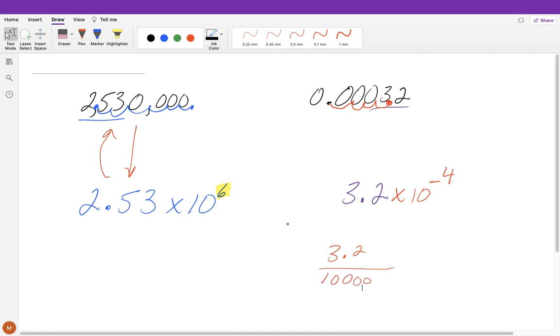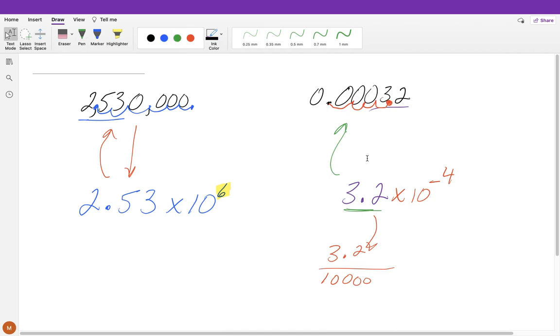So this should maybe make a little bit more sense as to what this number is actually representing now that you can understand we're dividing by this. So it is telling us that it's going to be a smaller number. And that's why we're multiplying by a negative power, because here 3.2 is bigger than the 0.00032. So in order to get to the real number, we need to make sure we're dividing, making it smaller.